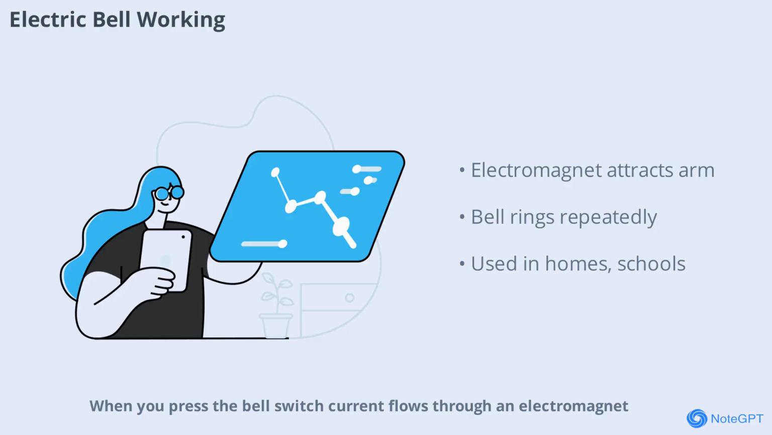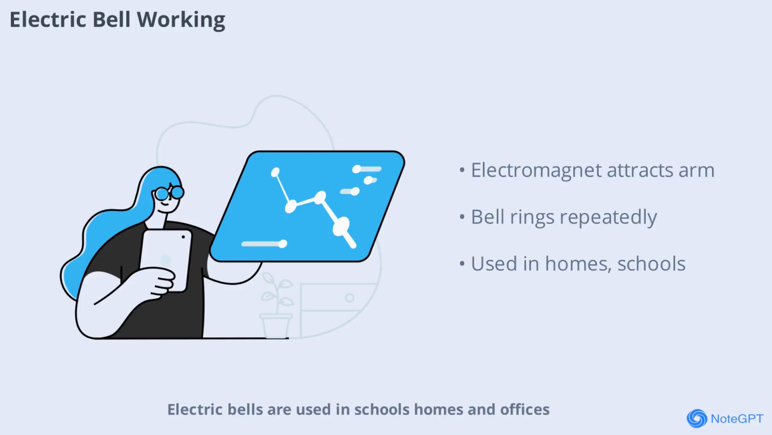When you press the bell switch, current flows through an electromagnet, attracting a metal arm. This movement rings the bell and breaks the circuit, causing the arm to return and repeat the process rapidly. This cycle continues as long as the button is pressed, producing a ringing sound. Electric bells are used in schools, homes, and offices.